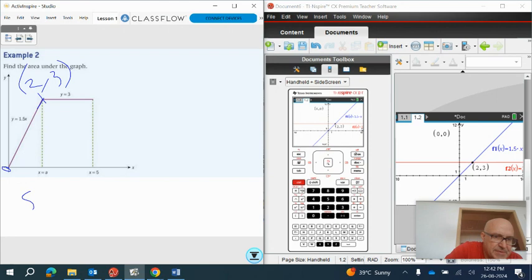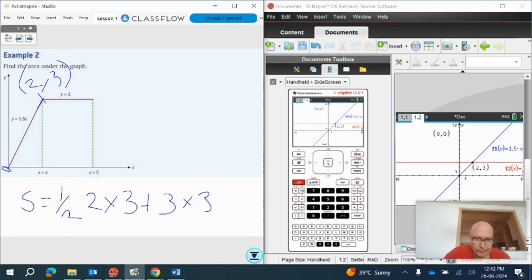So our distance is going to be the area of the triangle, which is a half times the length of that base, so that's going to be 2, times the height, which is going to be 3, plus the area of the rectangle, which is going to have a height of 3 and a base. So if this is 2, that's 5. So 5 minus 2 is 3. So that's 3 by 3. That's going to give us 12. Any units? No. Distance units. So we got 9 plus 3, 10, 11, 12.